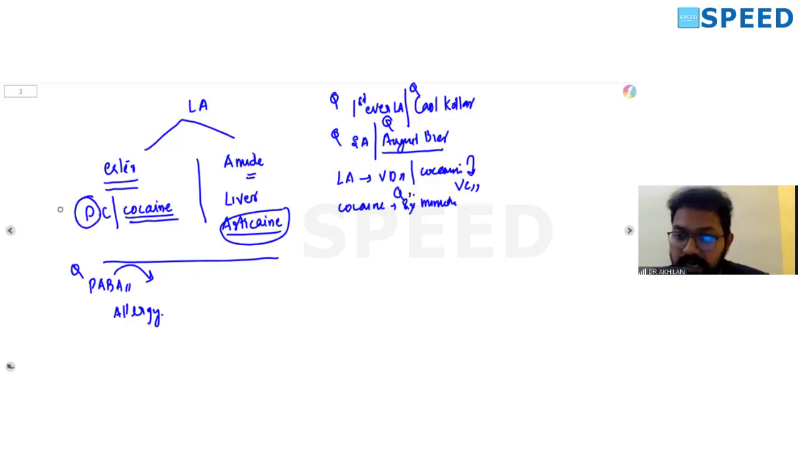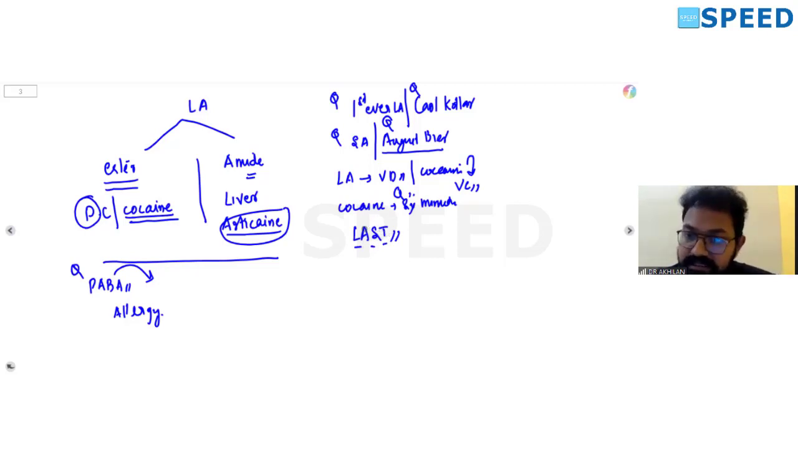Right? Now, imagine you are using a local anesthetic agent for a procedure. Unfortunately, that local anesthetic agent has entered inside your blood vessel. Now, if it enters inside the blood vessel in large quantities, it can produce something called local anesthetic systemic toxicity. Yes or no? Local anesthetic agent entering your vascular system in large amounts can produce local anesthetic systemic toxicity.